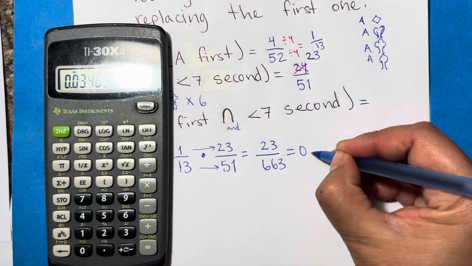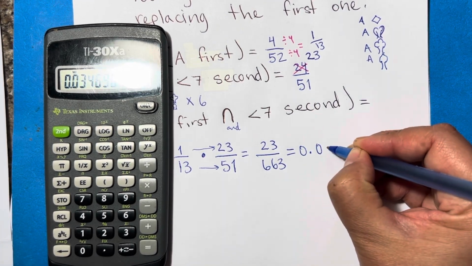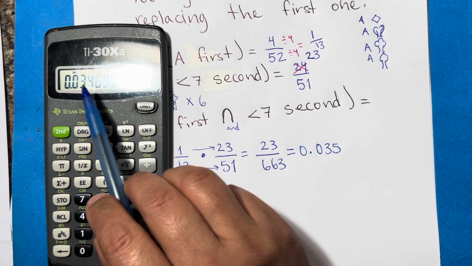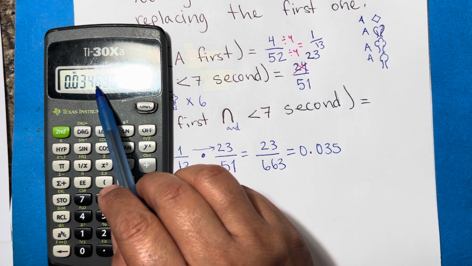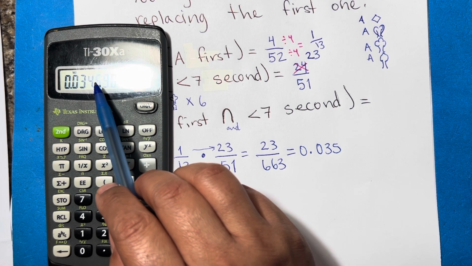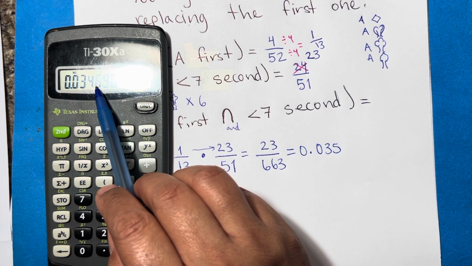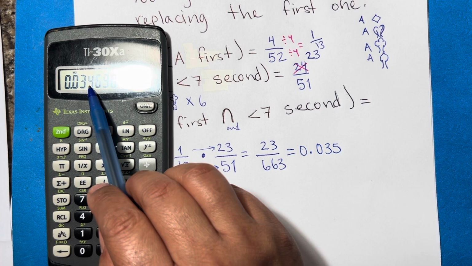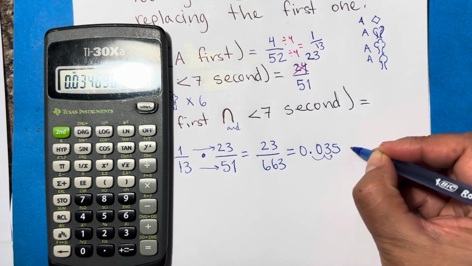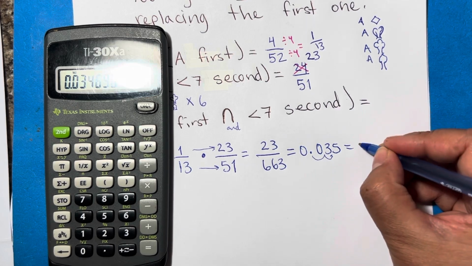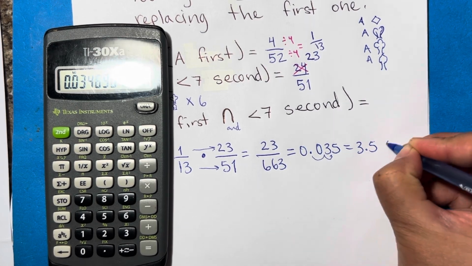So it's 0.035. I'll round to 3 digits, and then the fourth one tells me, since it's bigger than 5, so 5, 6, 7, 8, or 9 will give one more to this one when you round. And then you move it 2 spaces for the percent, so it's going to be 3.5%.